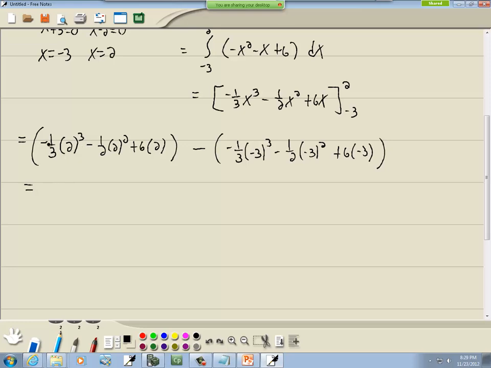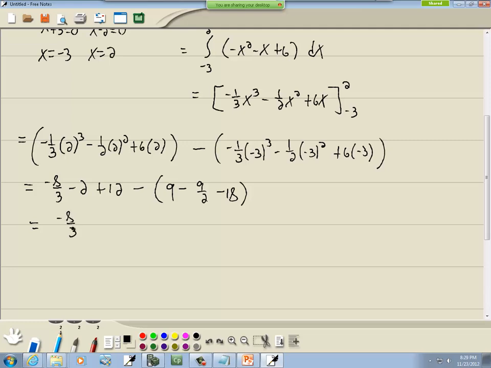Two to the third is 8 times negative 1/3 gives us negative 8/3. 2 squared is 4. Divide by 2 is 2, minus 2. 6 times 2 is 12. Minus negative 3 to the third power is negative 27. Negative times a negative is positive. 27 divided by 3 is 9. Negative 3 squared is 9 times a negative 1/2 gives us negative 9/2. 6 times negative 3 is negative 18.